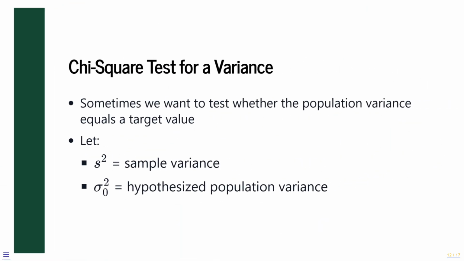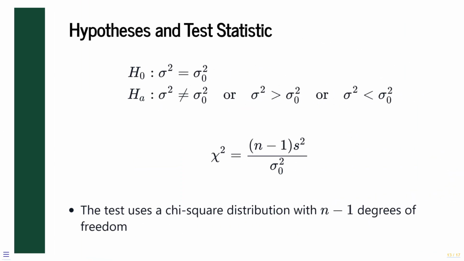We can also test a claim about a population variance. In that setting, s squared is the sample variance and sigma squared sub 0 is the hypothesized population variance. The null hypothesis says sigma squared equals sigma squared sub 0. The test statistic is chi-square equals the quantity n minus 1 times s squared divided by sigma squared sub 0. This uses a chi-square distribution with n minus 1 degrees of freedom.